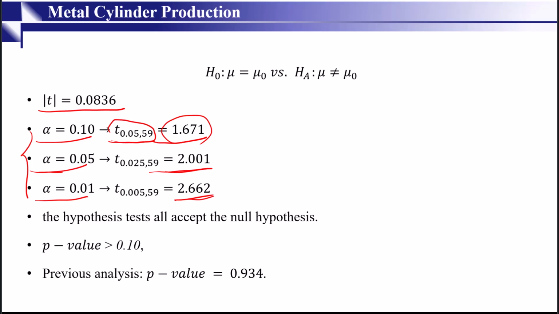The t statistic is smaller than each of these critical points, and so the hypothesis tests all accept the null hypothesis. The p-value is therefore known to be larger than 0.1, and we already found that the p-value is 0.934.